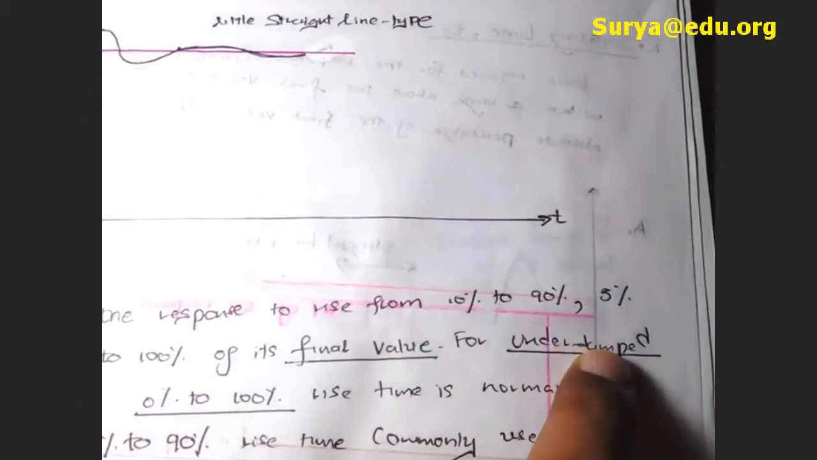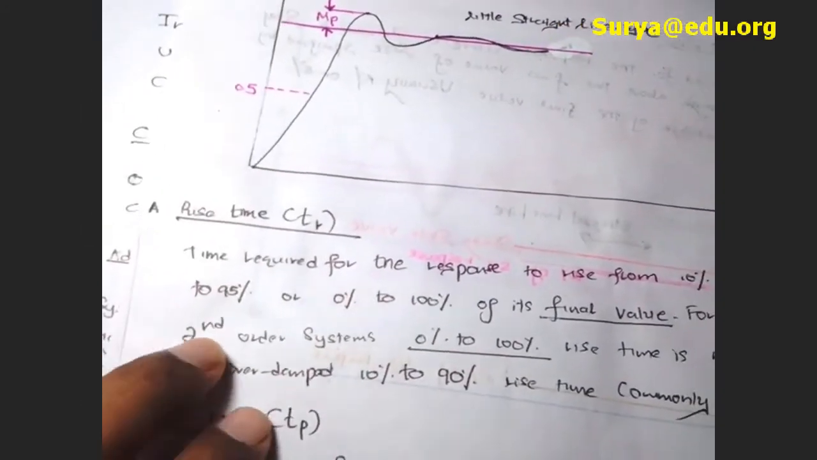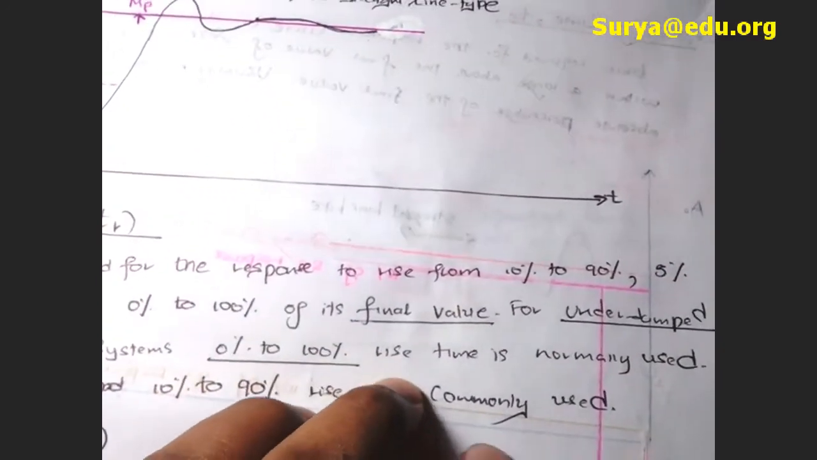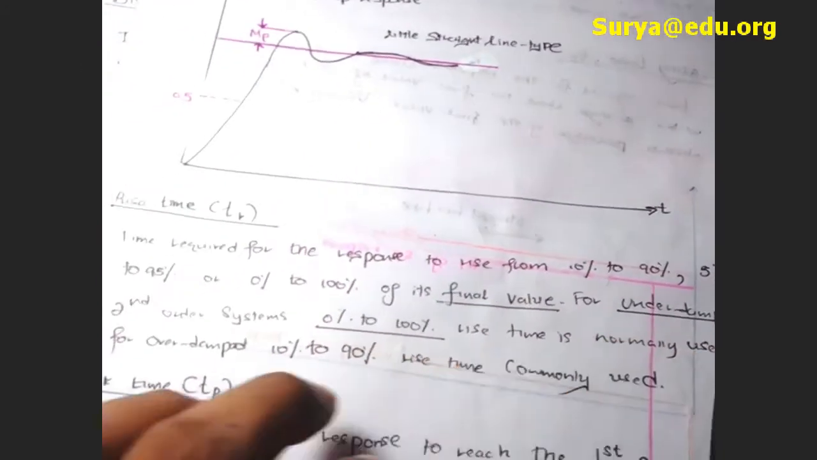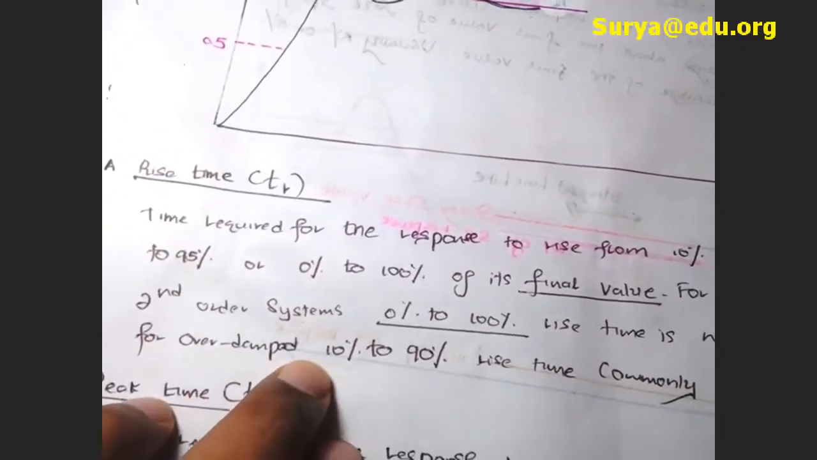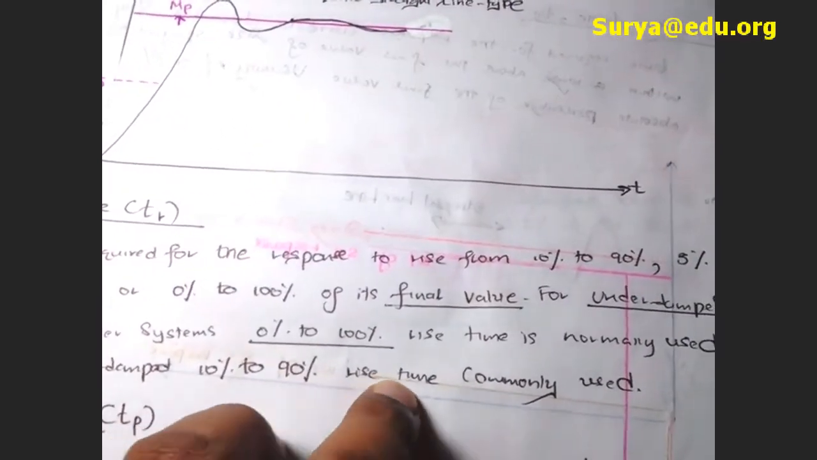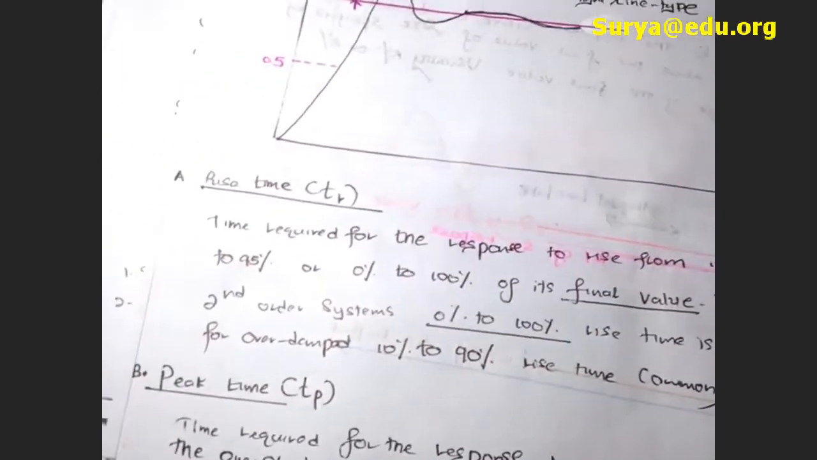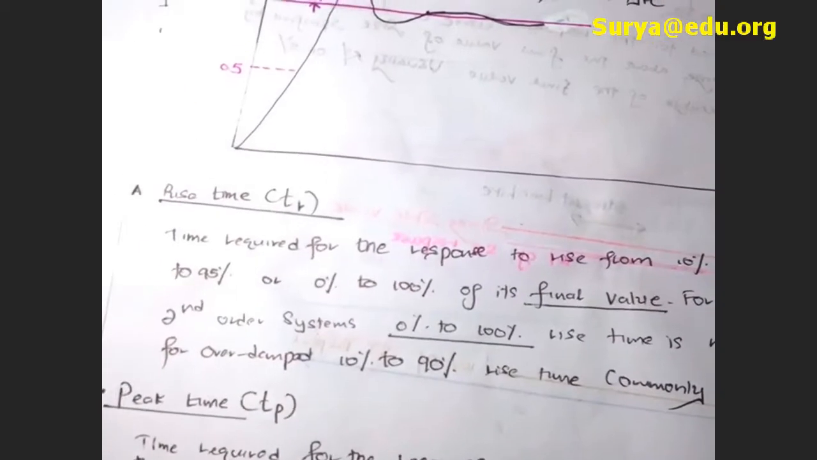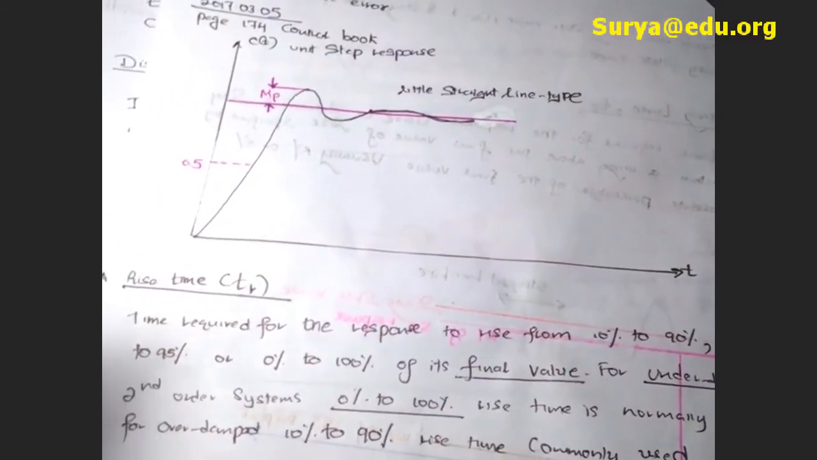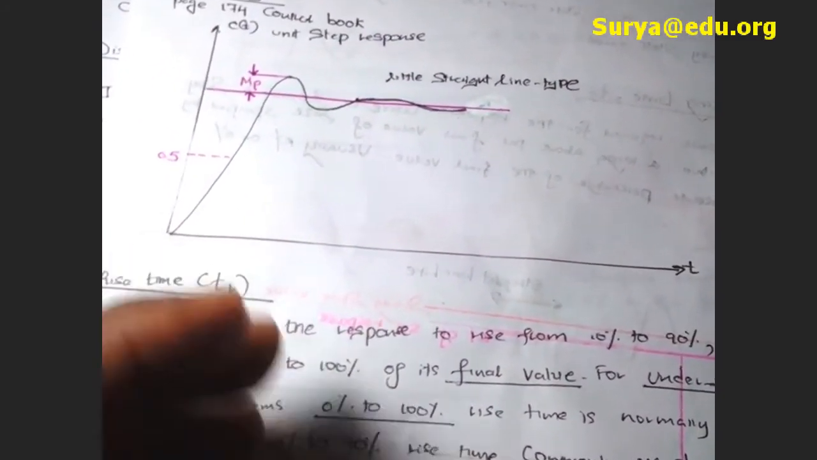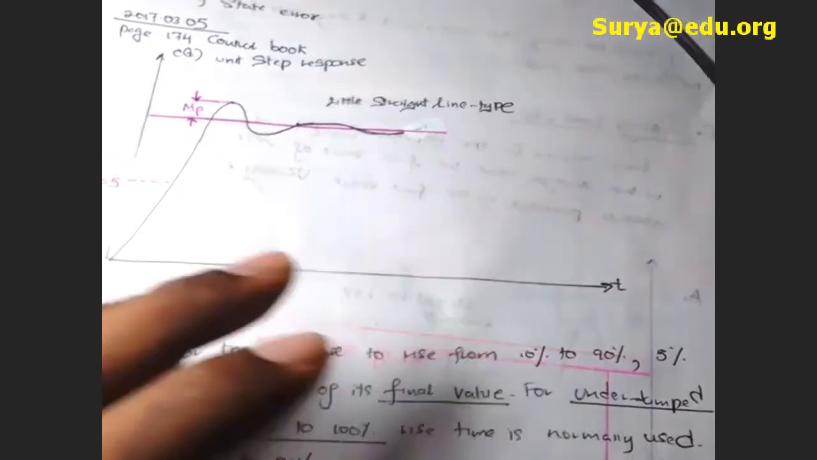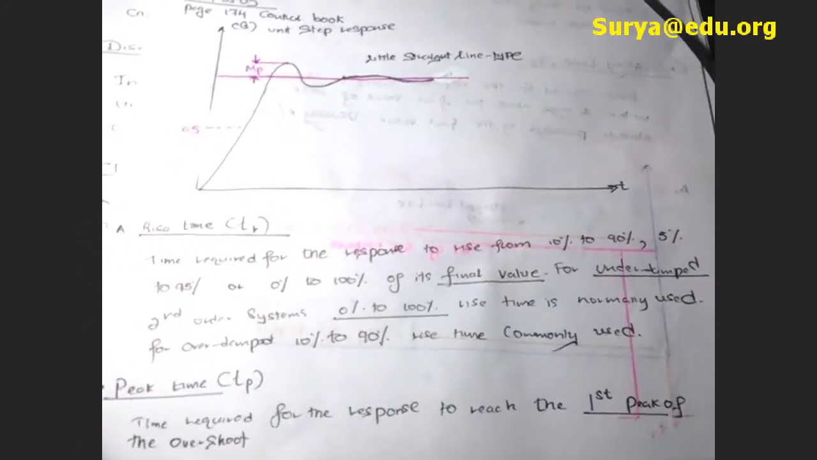For underdamped second order systems, 0% to 100%. There are certain systems, no? So rise time is normally used for overdamped 10% to 90%. Okay, just study this note. Basically rise time means the time required in that particular response system to rise, usually from 10% to 90%. That is the usual scenario. I have written a big note over there.